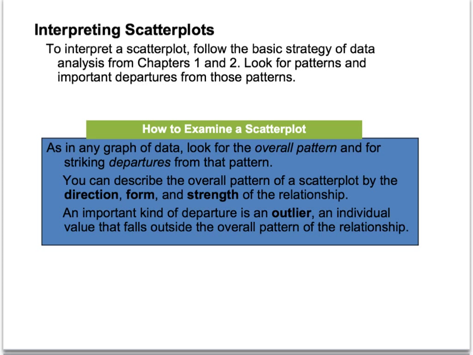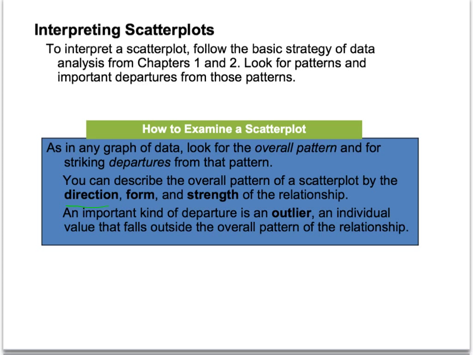Once you create a scatter plot, what you're looking for is patterns within that scatter plot. And following the same ideas that we did in the previous chapters, we're looking for overall patterns, for striking departures, unusual features. We're looking for shape and more strength and spread. There are three big things that you want to describe anytime you describe any kind of pattern in a scatter plot. And those three things are direction.